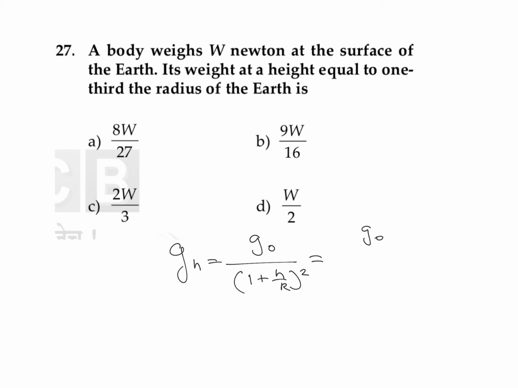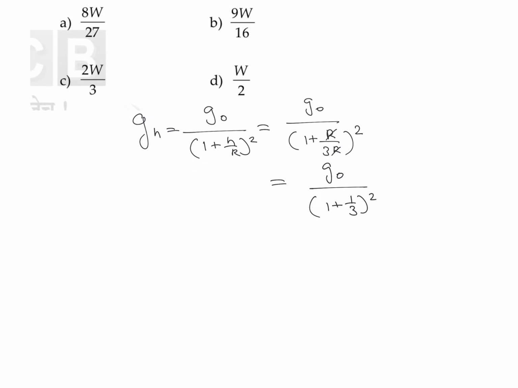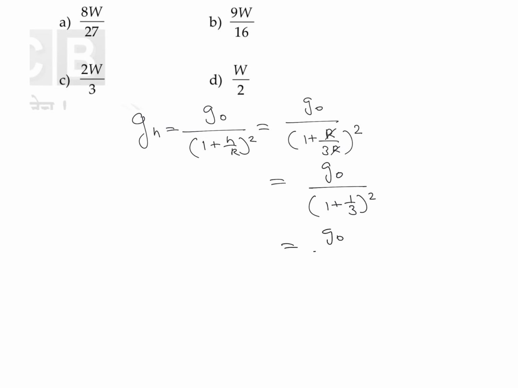So we can write this as g naught divided by (1 plus h), where h is given as r by 3 in this question. So this r and this r get cancelled, the whole square. So this can be written as g naught divided by (1 plus 1 by 3) the whole square. So this can be written as g naught divided by (4 by 3) the whole square. So this can be written as g naught divided by 16 by 9, or you can write this is equal to 9 g naught divided by 16.